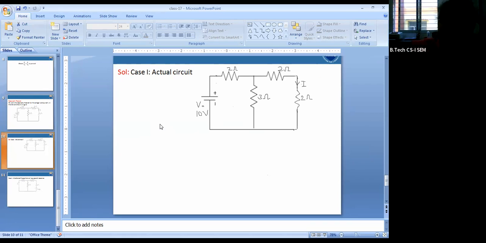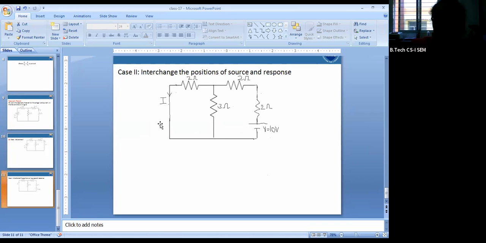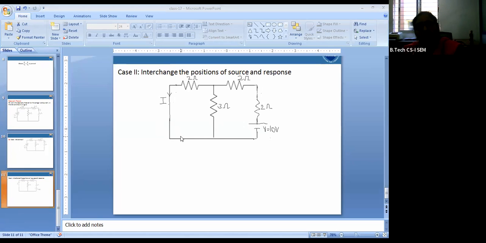This is case one and case two. This is the circuit for case two. Move the voltage source from here to here and find the response current I this side, where the source was. That's it. So in case two, solve this circuit to find this current I, then the ratio. And see, you're getting the same ratio as per the theorem.